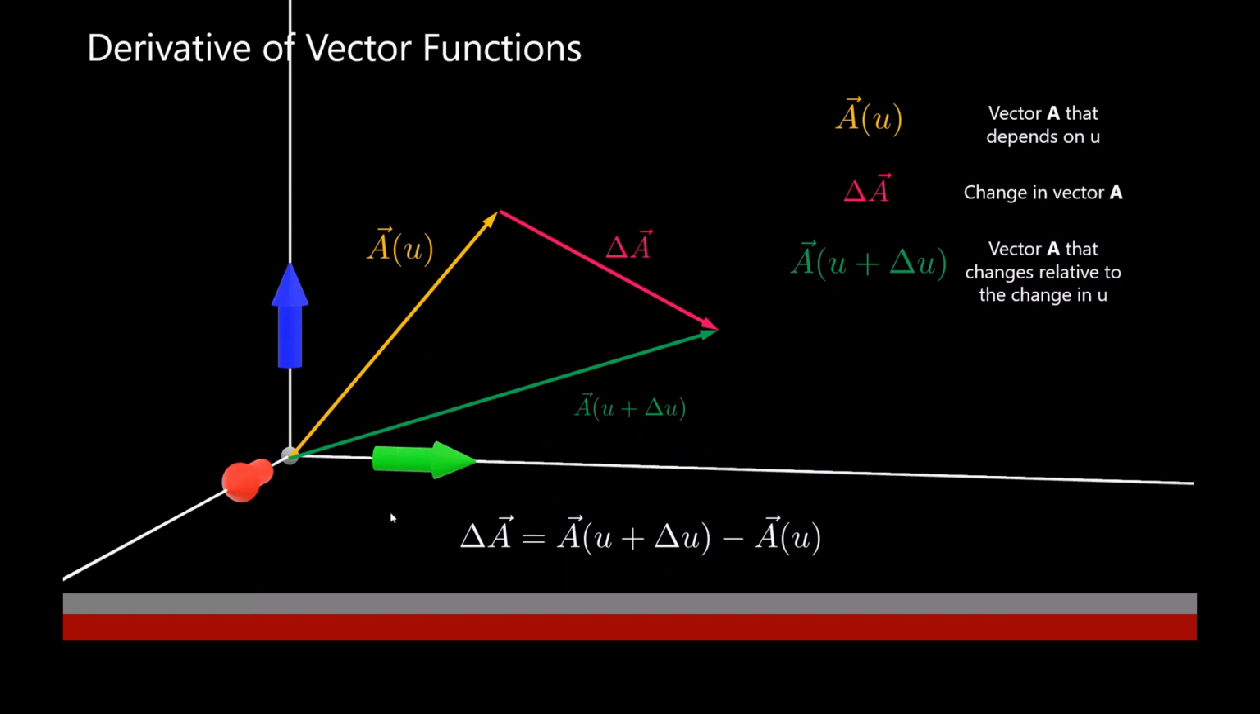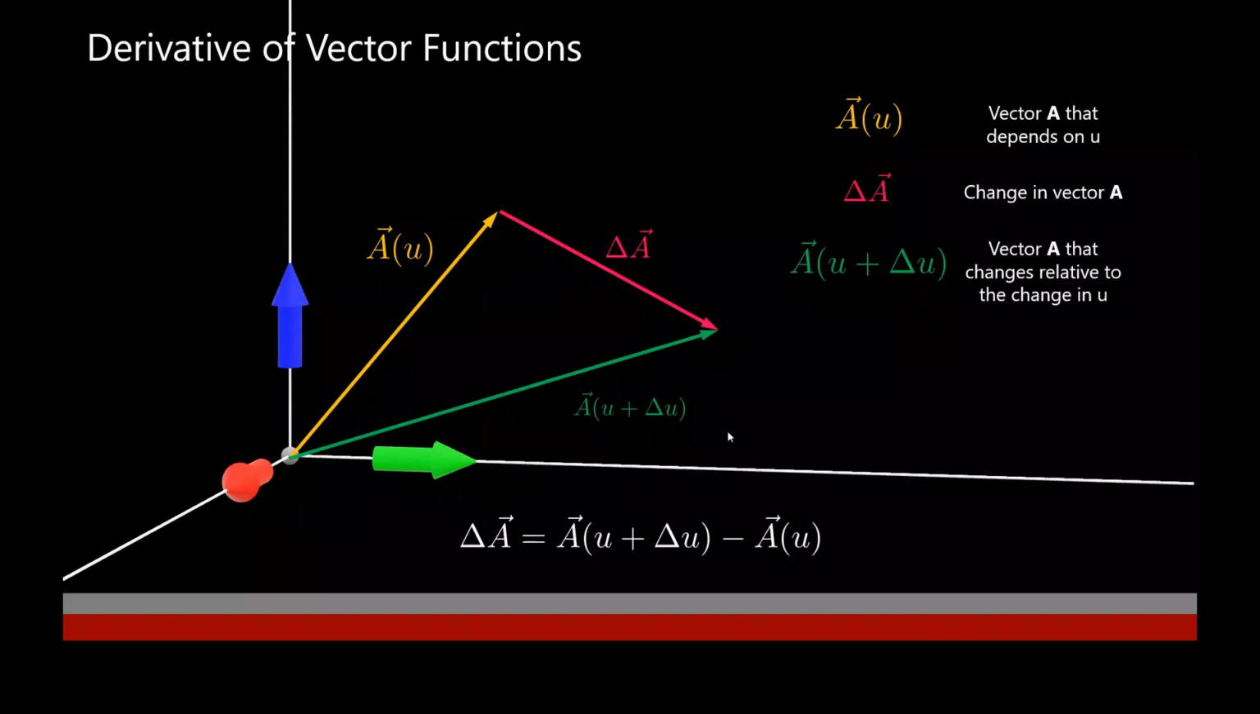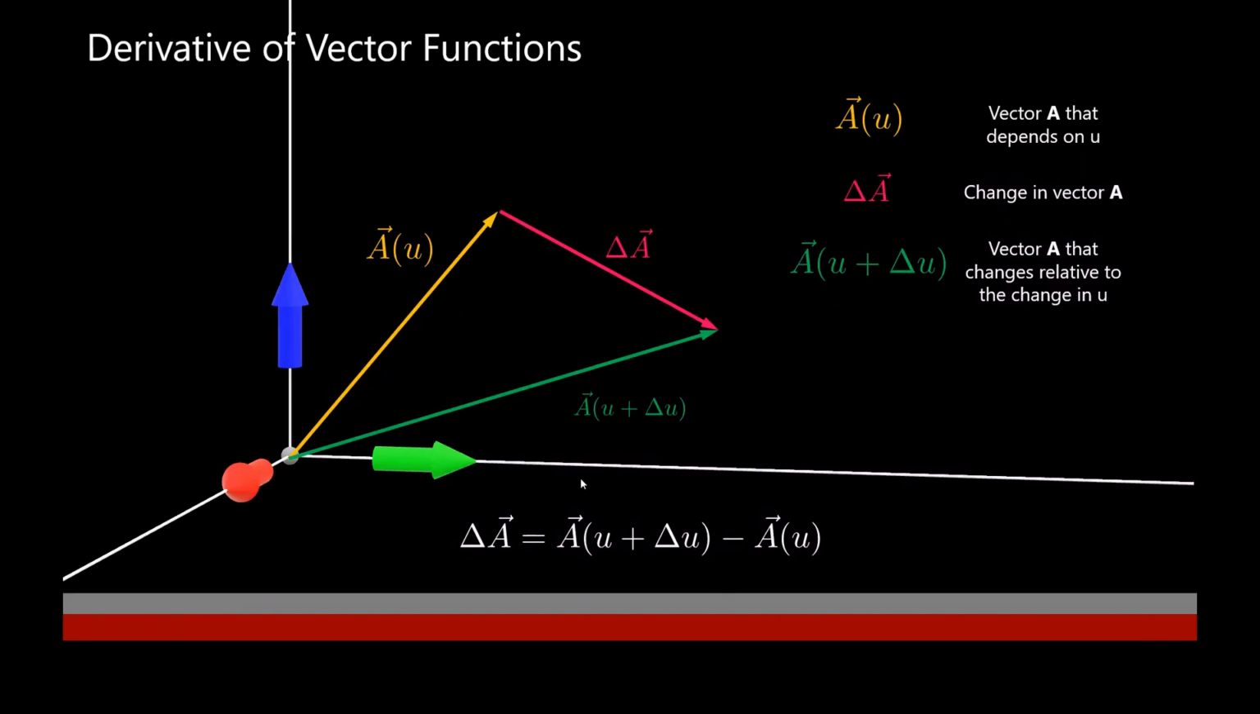So these three vectors tell us how a certain vector changes, and how the variable affects it. Let's say the variable u affects vector A once u changes. And if you try to make an expression for delta A in terms of your original vector A and your vector A that has changed because of the addition of delta u, this would be the form.